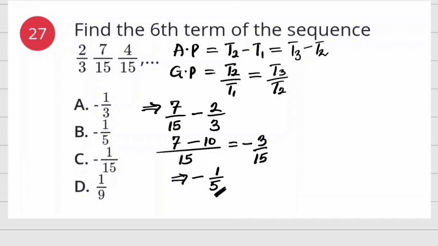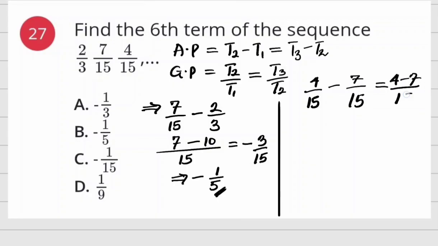So if this is T2 minus T1, checking for T3 minus T2, our T3 here is 4 over 15 minus T2, 7 over 15. Of course, from the look, we see that this will be negative 1 over 5 as well. So therefore, this is an AP. And since this is an AP, what we just observed here is our common difference.